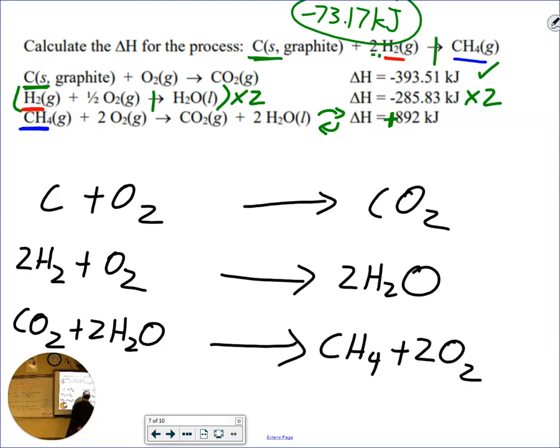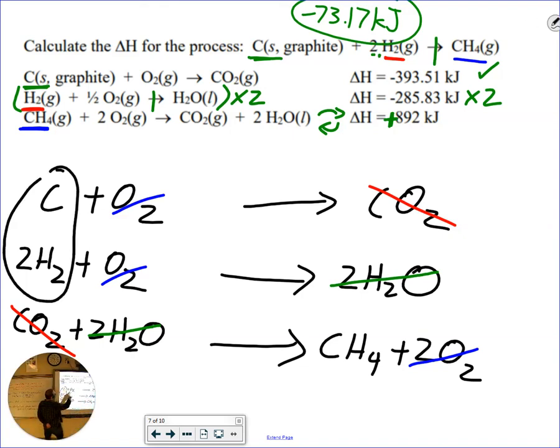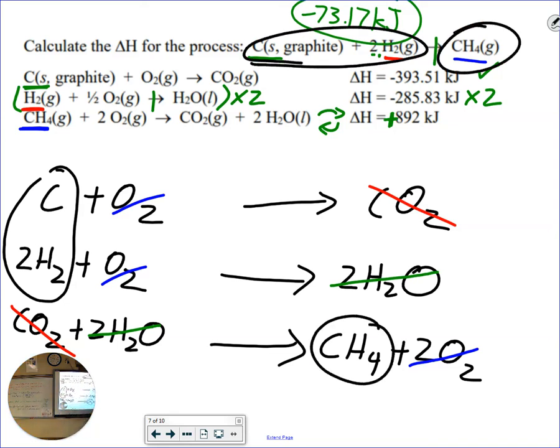Now, what can we cancel? I see a CO2 and a CO2. Cancel those. What else can we get rid of? 2H2O. Cool. What else? O2 and O2, which add up to what? 2O2. So I can cancel those. What am I left with? Carbon and 2 hydrogen. Carbon and CH4. And 1 CH4. So yeah, it totally checks out.